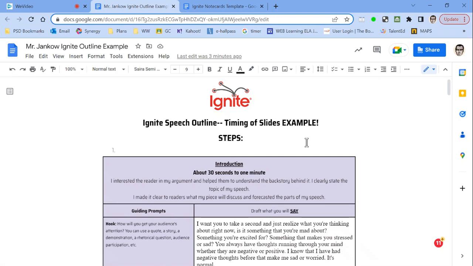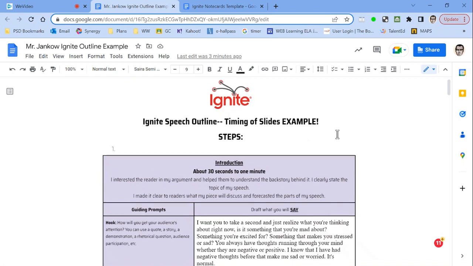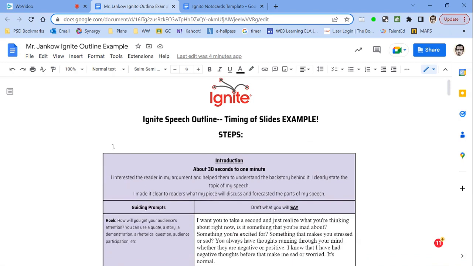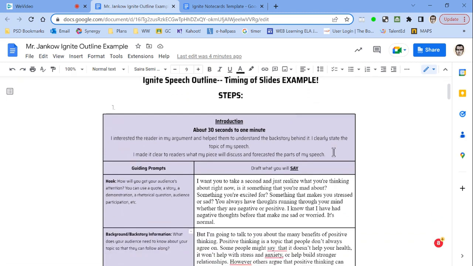The first thing you're going to do is, of course, open your Ignite speech outline and have that ready to go. And then you're also going to need a timer. The timer is going to be set at 15 seconds. You can use your phone, you can Google the word timer, and you can use one on Google Chrome, whatever works for you. I'm going to be using my phone today and have that set at 15 seconds.